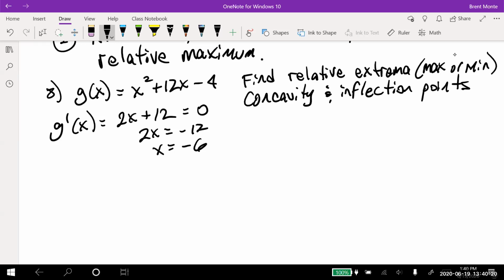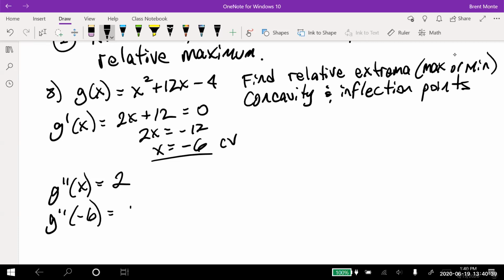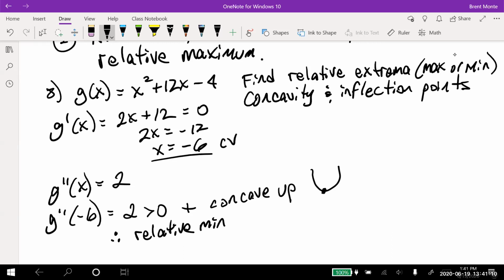Let's look at that critical value and see what's happening. If I do g double prime of x, and I'm taking the second derivative, I just get 2. And so remember, what I'm doing is I'm going to plug in my critical value, negative 6. G double prime of negative 6. Well, notice there's no place to plug in the negative 6. I just get 2, which is greater than 0, which is positive. So it tells me the graph is concave up. Well, if the graph's concave up and it's a critical value, that has to be a minimum. Therefore, relative minimum at x equals negative 6.